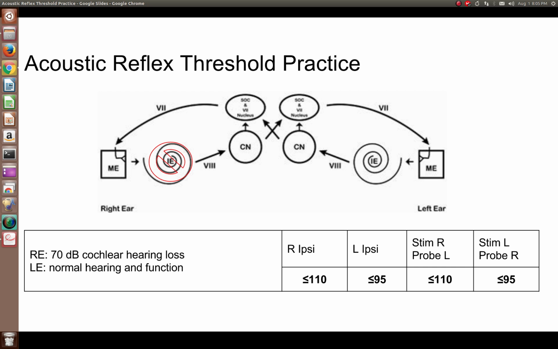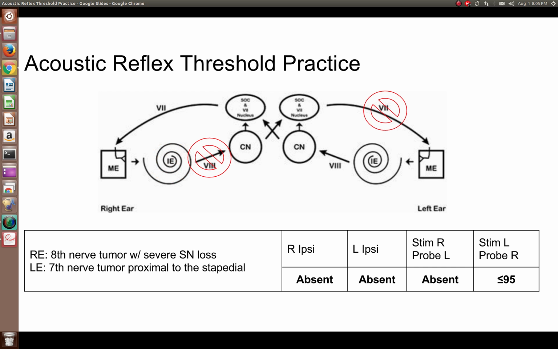Okay, so now let's move on to number 5. So here we've got an eighth nerve tumor with severe sensorineural loss in the right ear and a seventh nerve tumor proximal to the stapedial muscle in the left ear. Let's start with the right ipsi. Right ipsi, we can see our pathology in the right side is our eighth nerve. It's absent. If we've got an eighth nerve tumor, then it doesn't matter. Anything involving that right eighth nerve is going to be gone. So right ipsi is gone.